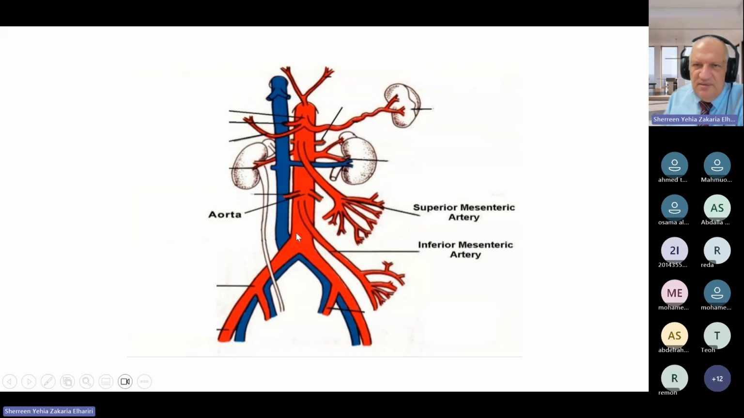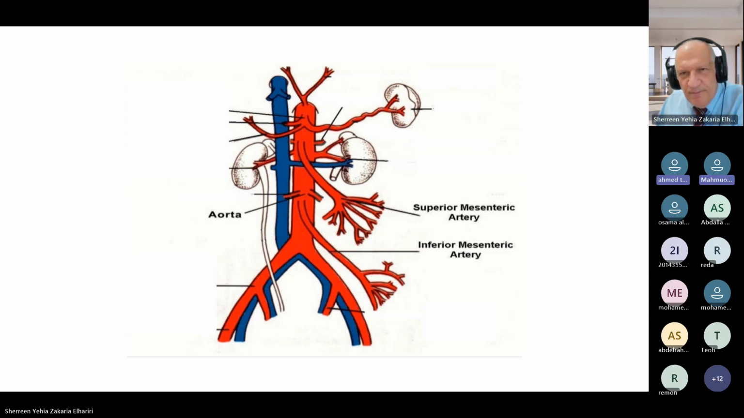And they ask you, if you have a big abdominal aortic aneurysm, which vein can be kinked? Anyone have an idea? Which vein or which structure is affected in severe abdominal aortic aneurysm? Which vein is affected in a huge abdominal aortic aneurysm? Left renal vein. Left renal vein.